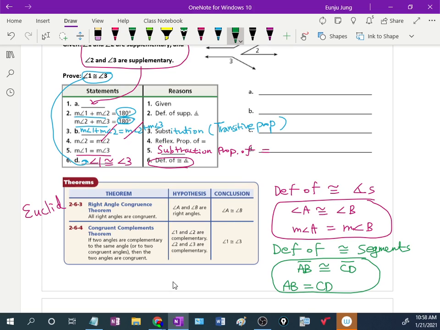Algebra is the number, the measure of the angle. This notation without a bar means the measure of the segment. Okay, so use the notation carefully. So from here to there or from there to here, the reasoning must be the definition of congruent angles or segments. So remember that, and we will use those in proofs in the future.